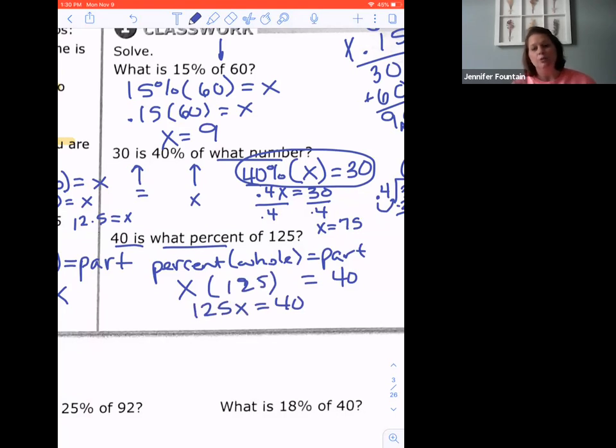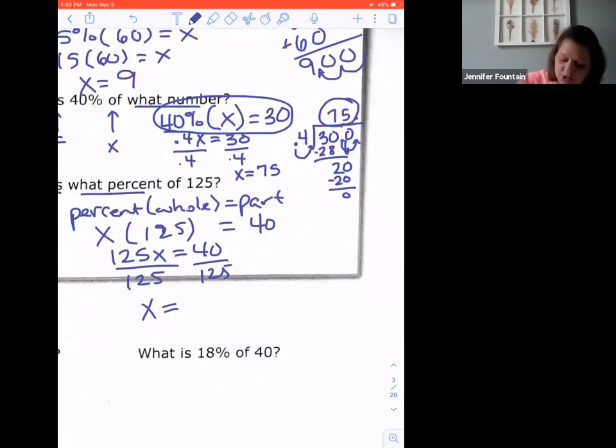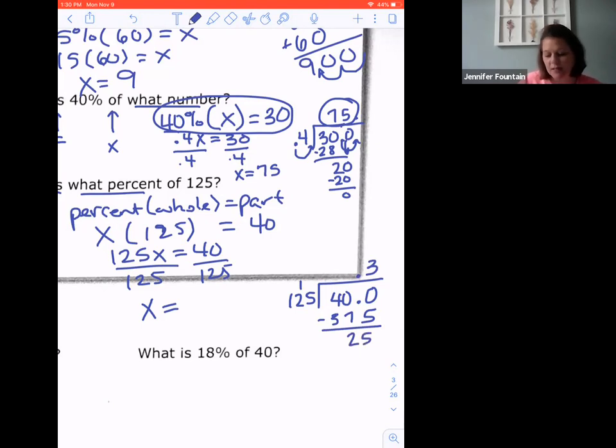Now again, 125x means I'm multiplying. So to undo that, I have to divide by 125. So x equals 40 divided by 125. It will not go into 40, so I'm going to have to add a decimal and a 0. So 125 will go into 400 3 times. 3 times 5 is 15. Carry my 1. 3 times 2 is 6, plus 1 is 7. And 3 times 1 is 3. So I've got 375. 400 minus 375 is 25.